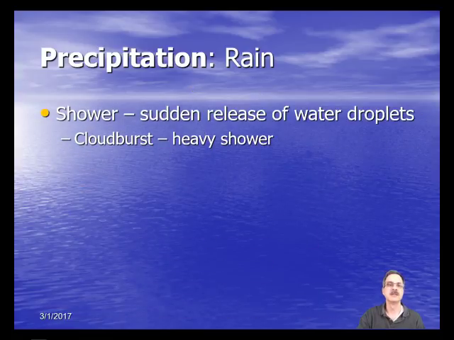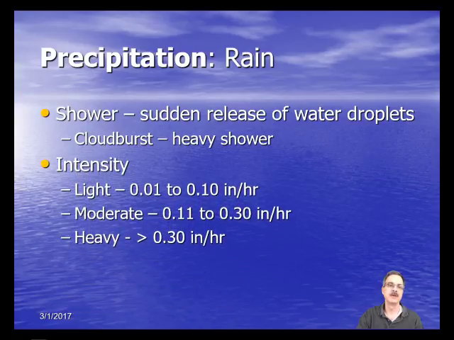So we don't get any precipitation on the ground. So let's talk about intensity of raindrops. One type is called a shower. You get a sudden release of water droplets. Now, if you get a heavy shower, that's referred to as a cloudburst. So here are the types of intensity of rainfall, and it's all based on the amount of rain we get per hour. A heavy rainfall is greater than 0.3 of an inch of rain per hour.